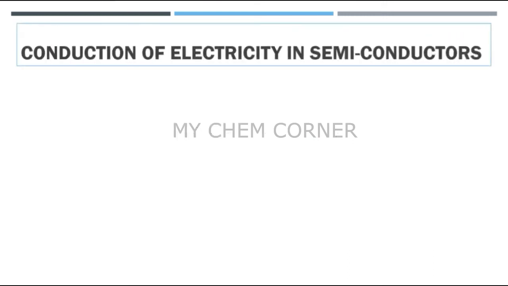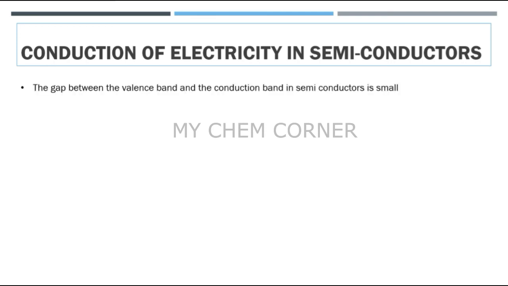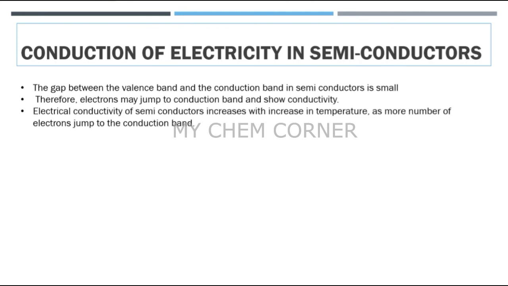Alright, so that was all about conduction of electricity, just brushing through the basic concepts that you know about conductors and insulators. Now moving on to the main part under electrical properties that we're going to focus on this year, which is conduction of electricity in a semiconductor. We've just seen in the diagram that the gap between the valence band and the conduction band in a semiconductor is quite small. It's not as small as in a conductor, it's not as large as in an insulator, right? It's intermediate between both. It's smaller, which means electrons may jump to the conduction band.